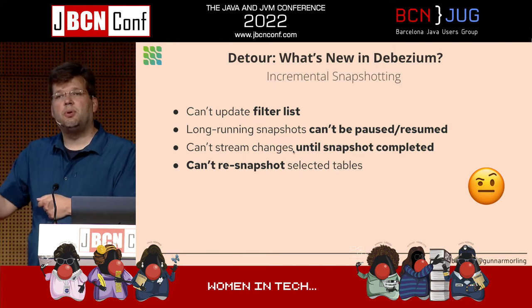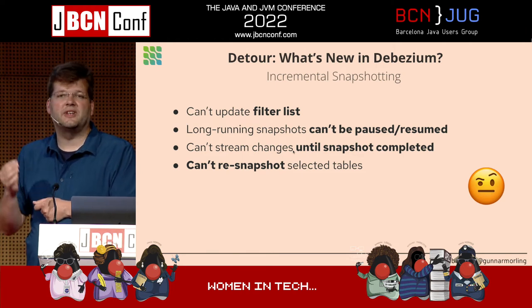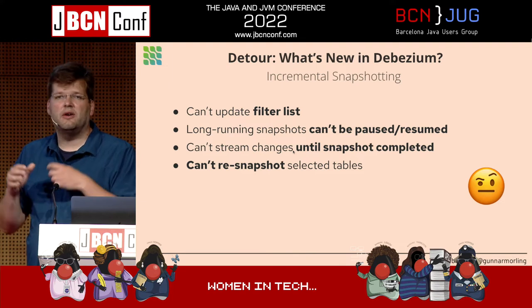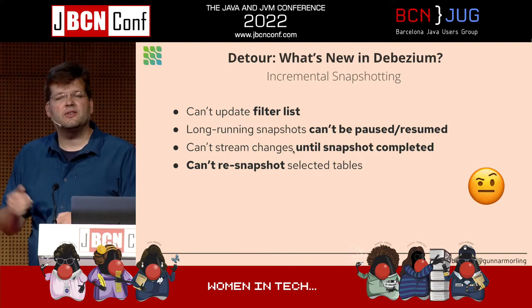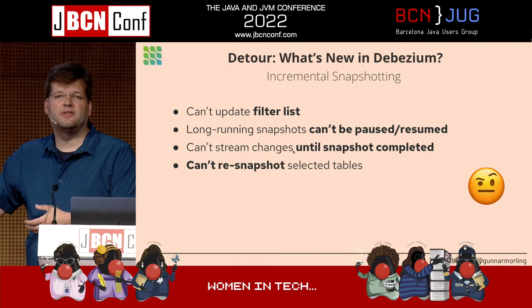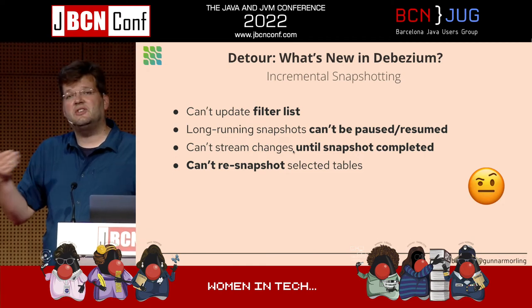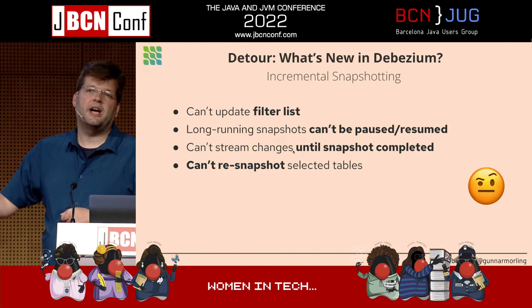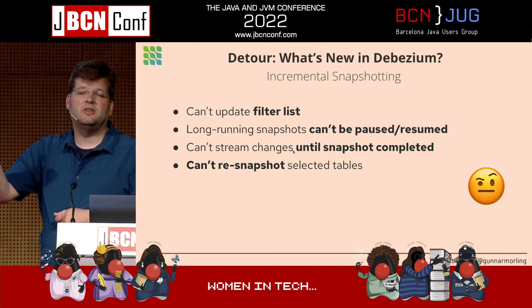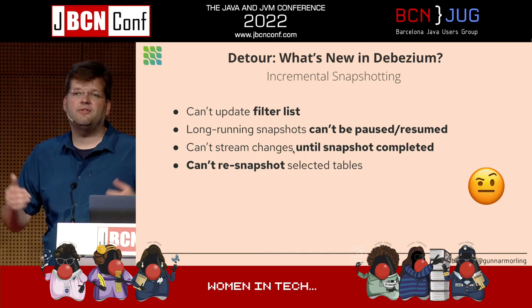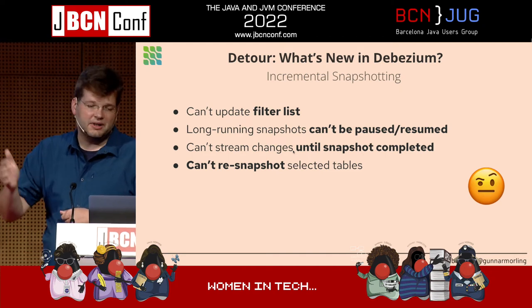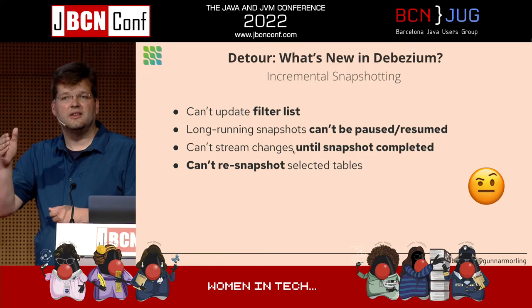Also, you couldn't pause and resume those snapshot operations. They can take a long time. So let's say you have millions or hundreds of millions of records, then such a snapshot can run for several hours or for many hours. And if, for instance, you were restarting Kafka Connect for whatever reason, then you had to restart the entire snapshot. You had to restart from the beginning. So there were quite a few things which weren't very desirable about those existing snapshots.